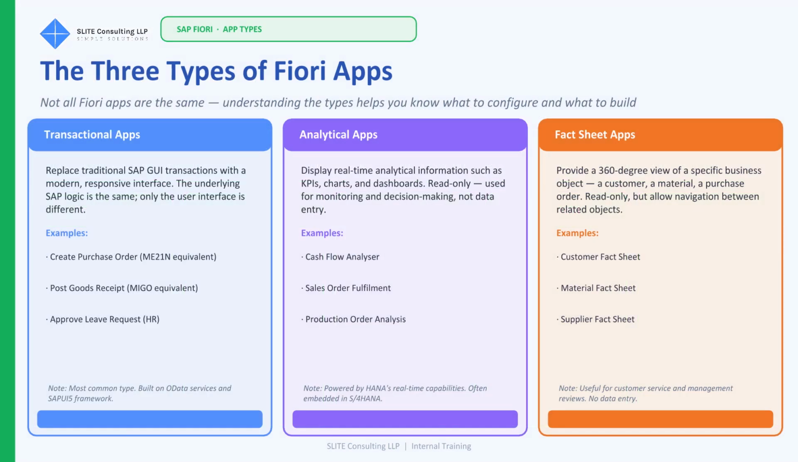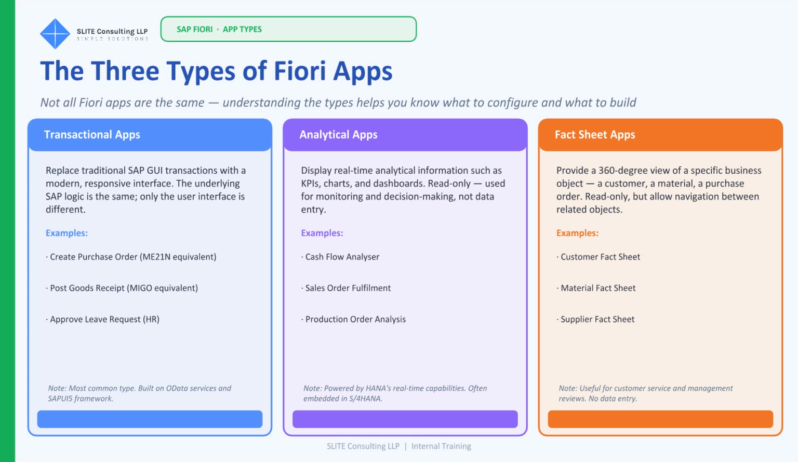There are 3 types of Fiori app. Transactional apps replace traditional SAP GUI transactions with a modern interface. The same business logic runs in the background, but the user experience is far simpler. Analytical apps display real-time KPIs and dashboards, read-only data for monitoring and decision-making. And fact sheet apps provide a 360-degree view of a business object, a customer, a material, a supplier, for quick reference without data entry.